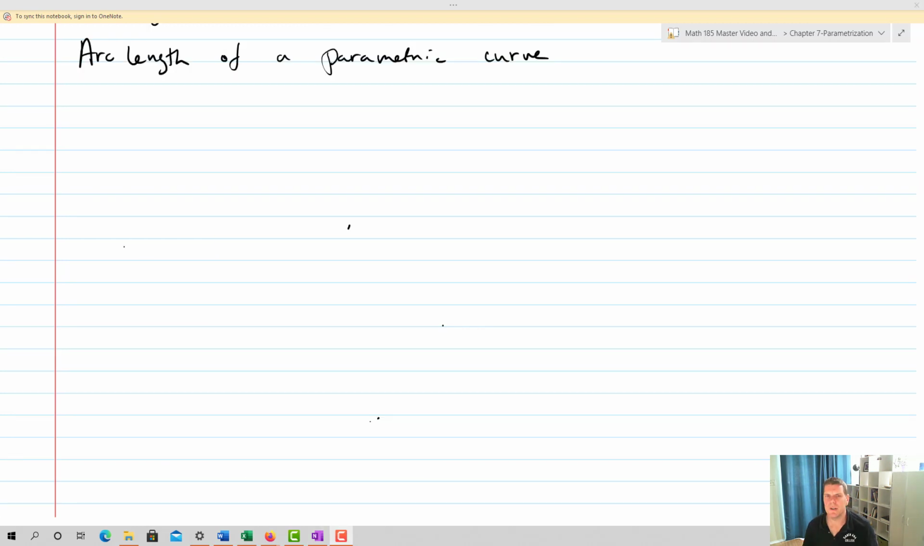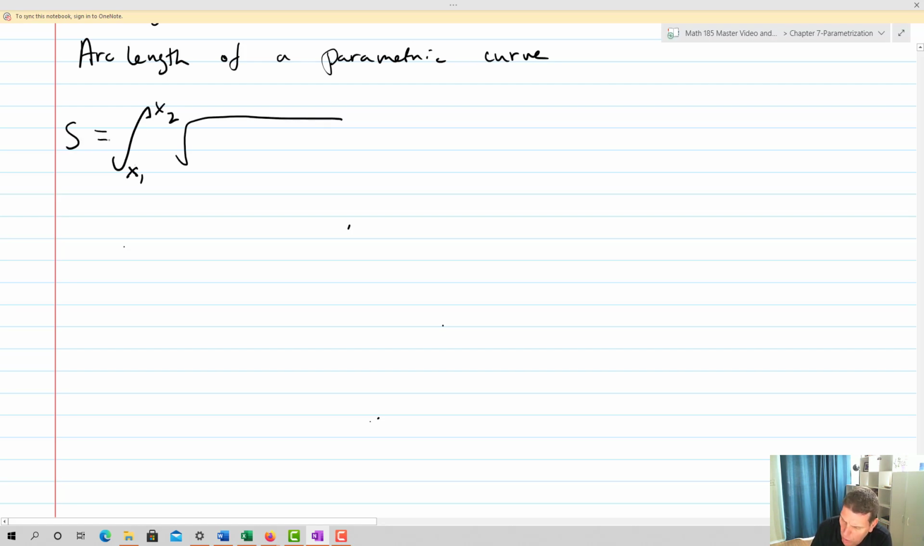So now we want to find the arc length of a parametric curve. This is the next step in creating a calculus for parametric equations. We know that we'll end up having the integral, and let's say for example it's going to go from x1 to x2. Its arc length, s, is going to equal the integral from x1 to x2 of the square root of 1 plus (dy/dx) squared dx. And that's the integral for our arc length.